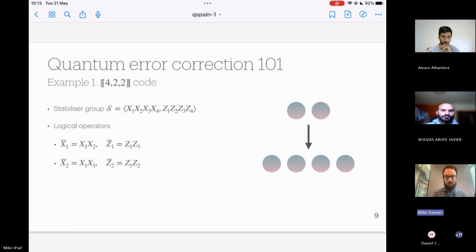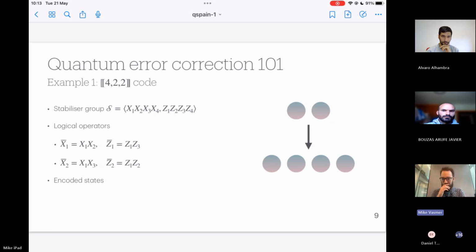And then you can notice that they have the correct commutation relations to represent the algebra of two qubits. So, X1 bar and Z1 bar anti-commute, but then Z1 bar and X2 bar commute, for example. And you can see that these operators, although they commute with the stabilizer generators, they're not in the stabilizer because I can't build them by taking products of those 2 stabilizer generators, the 4-body X and 4-body Z.